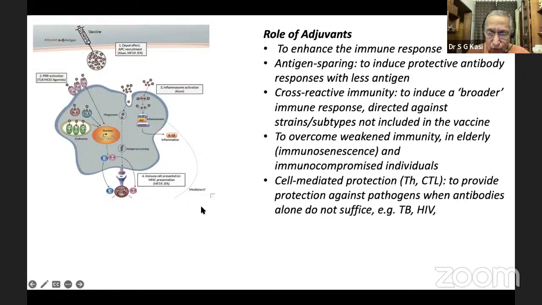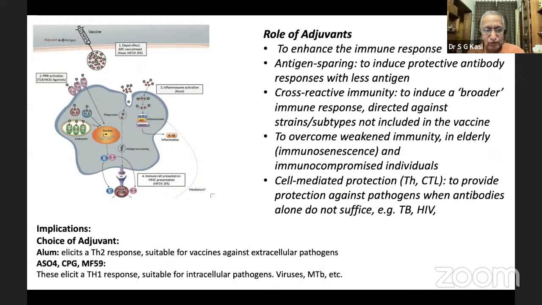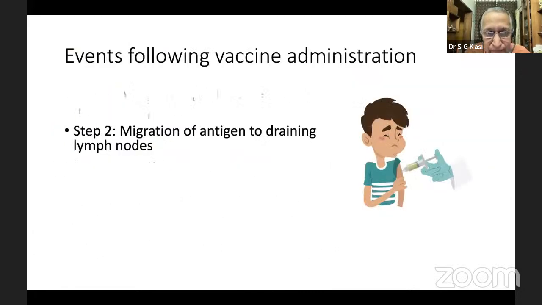And finally, when you want to skew the immune response in a particular direction, like for viral vaccines, you want a type 1, a CMI, cell-mediated immune response. There you use certain adjuvants like AS03, AS04, which will skew the response towards a Th1 type of response. Now, fine. What is the next step?